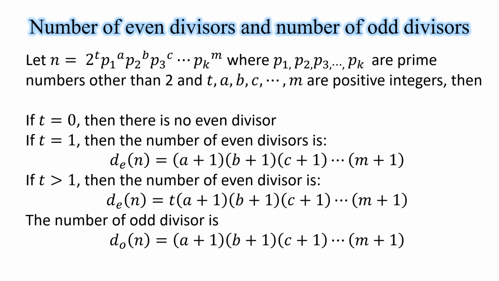Now the number of odd divisors is given by d of n is equal to a plus 1 times b plus 1 times c plus 1, and the pattern continues until m plus 1. The same formula that we used in finding the number of positive odd divisors of 480.